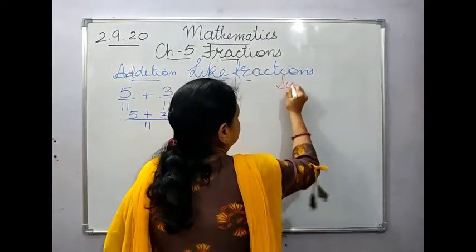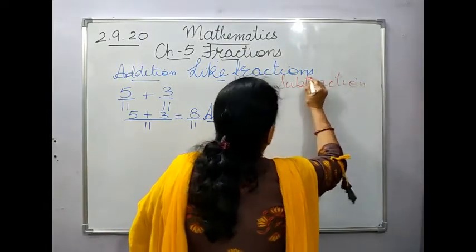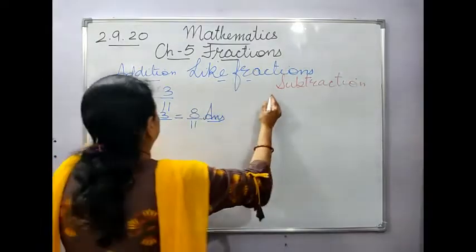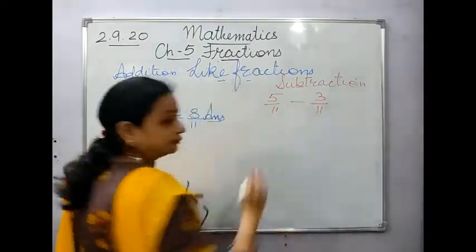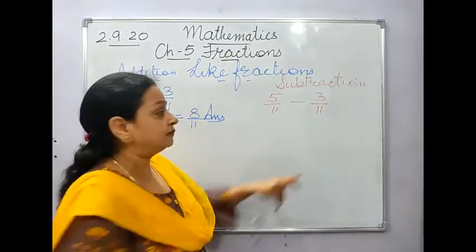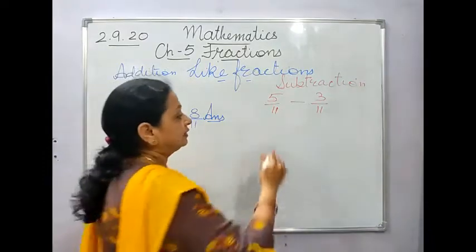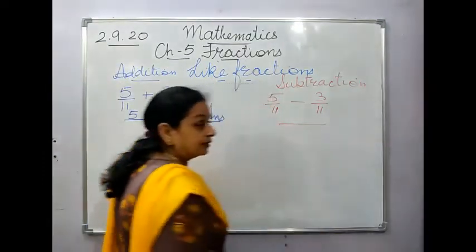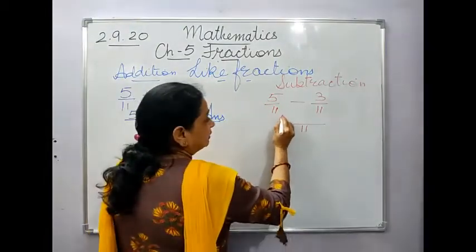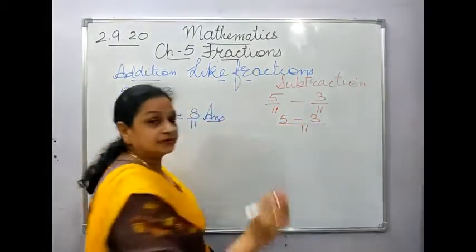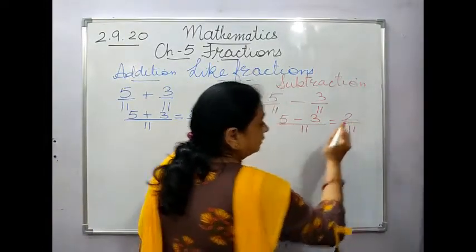I'll take a general way. Subtraction. Suppose I take the same sum, 5 upon 11 minus 3 upon 11. Denominators are same. That means they are like fractions. When like fractions are there, what you do, you draw a common line. Write the denominator as it is. Write the numerators and subtract. 5 minus 3 is 2 upon 11.